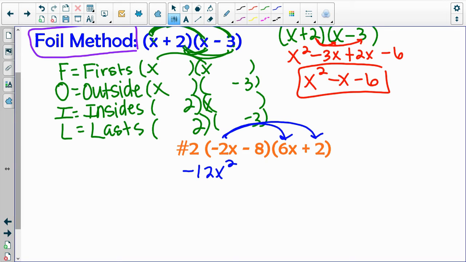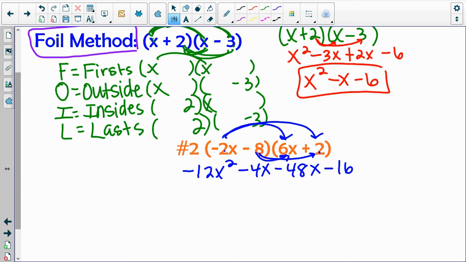Negative 2x times 2. Oh yeah, negative 4x. Negative 4x, okay. So first, outsides. Emma, how about the insides? Good, negative 48x. And the last, Grady, what are we going to get on the lasts? Negative 16. Negative 16. Anything I can clear up on what we're doing with these?